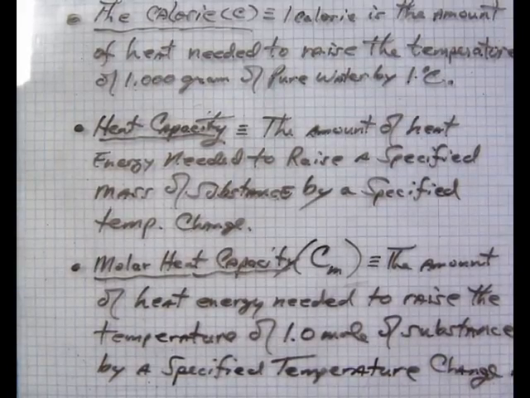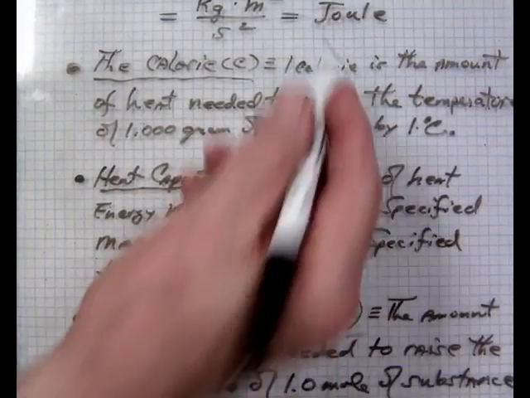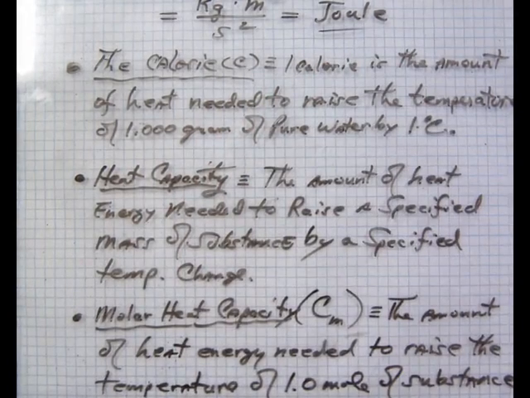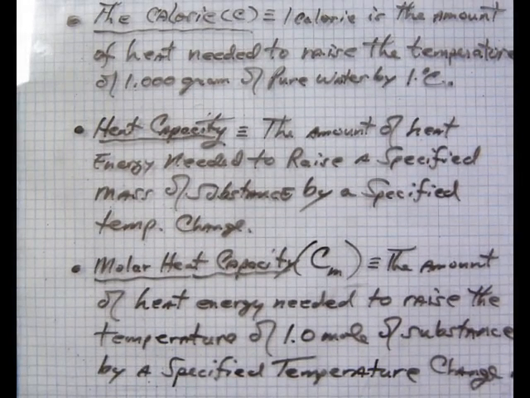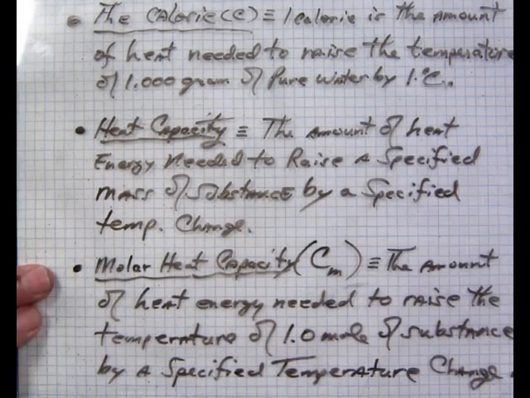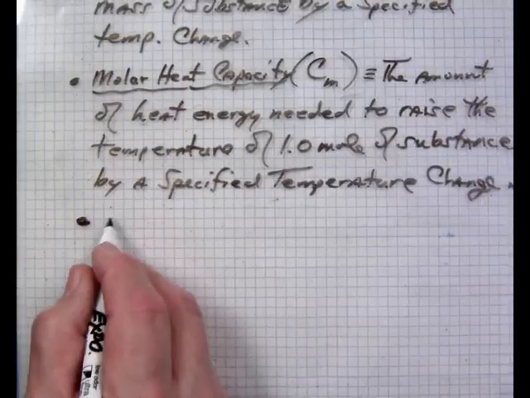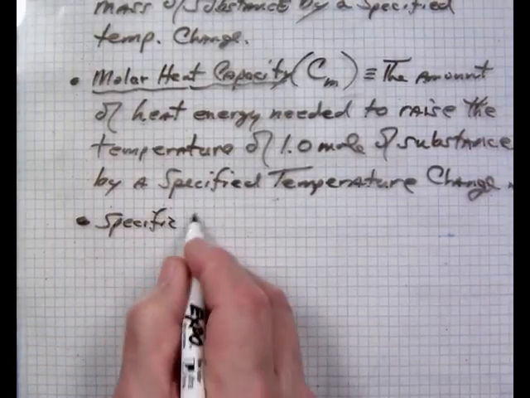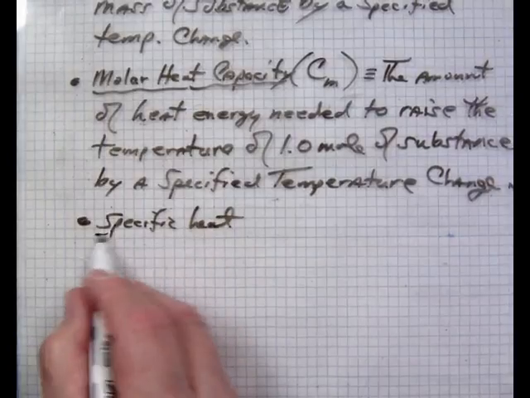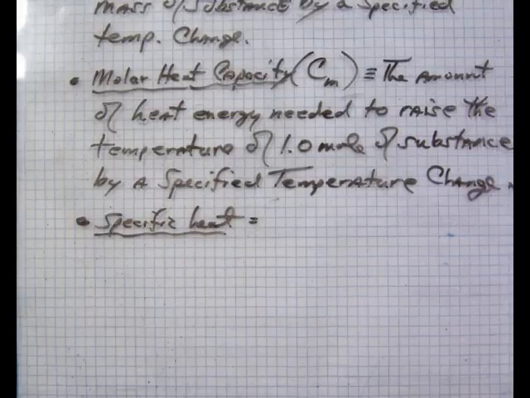So there are 4 terms, including the joule up here, that are going to be used extensively. Heat capacity, calorie, molar heat. Oh, there is one more. I forgot before I go into all of this. Specific heat. It's the amount of energy needed to raise the temperature of 1 gram of substance 1 degree Celsius.